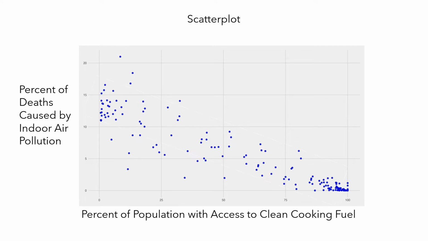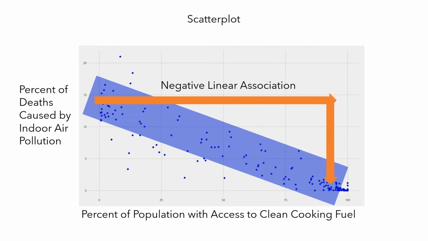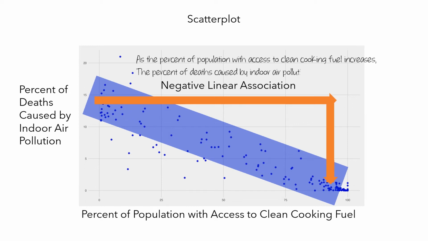Scatterplots can be useful for identifying patterns in the data. For example, in this scatterplot, you might notice that the data more or less lie along a relatively straight line. This line suggests a negative linear association between the values of these two variables, which is illustrated by these arrows. Specifically, as the percent of population with access to clean cooking fuel increases, the percent of deaths caused by indoor air pollution decreases. Now, there are other variables we could examine to see if there is an association with the percent of deaths caused by indoor air pollution.